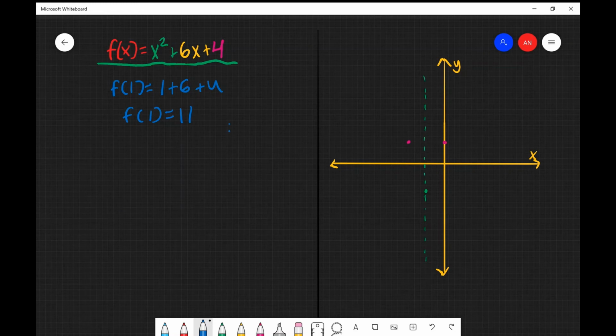Go 1 to the right, then up: 1, 2, 3, 4, 5, 6, 7, 8, 9, 10, oh, that's 10, not 11, okay. These boxes are really hard to count. Yep, it's 11, okay. So the same thing, you can put that on the other side of this line of symmetry.